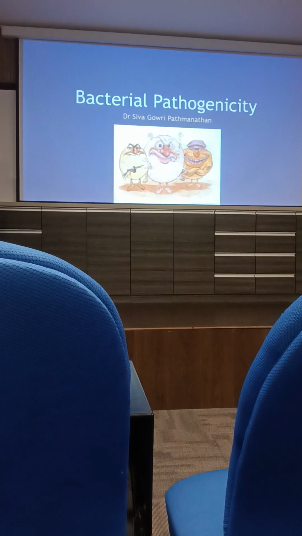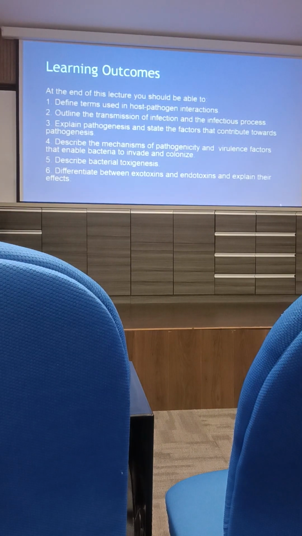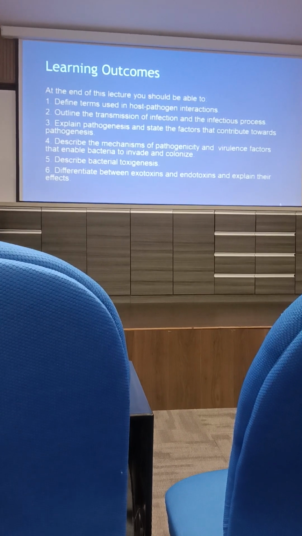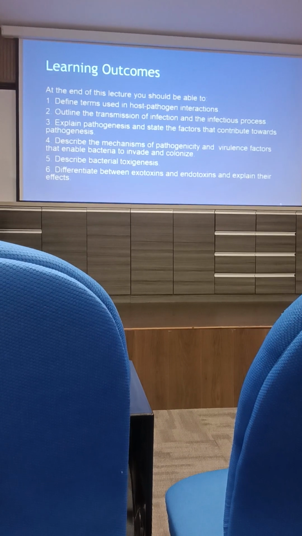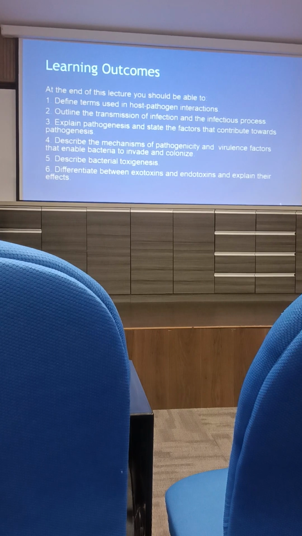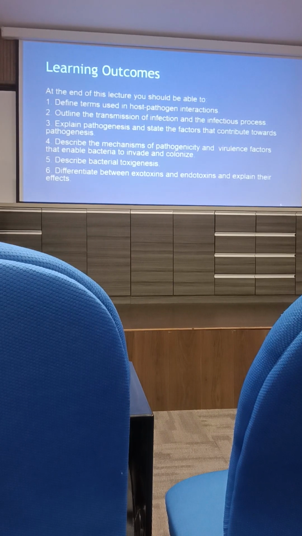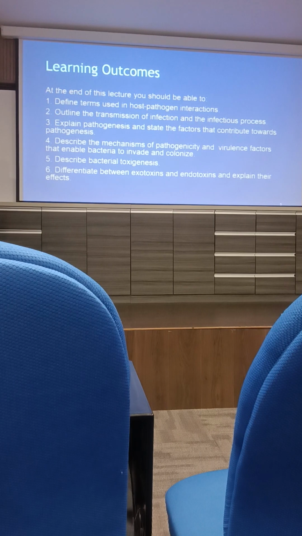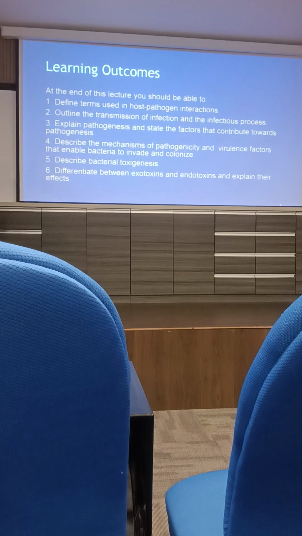Okay, so today we move into bacterial pathogenicity. So, your learning outcomes. There are a lot of terms today to be introduced, about the host-pathogen interaction, how infection microbes are transmitted. Some of these can be applied for viral or fungal infection as well, but the examples given will be for bacteria. Then explain pathogenesis, state the factors that contribute towards pathogenesis, mechanisms of pathogenicity and virulence factors that enable bacteria to invade and colonize. Then describe bacterial toxigenesis and differentiate between the two types of toxins.